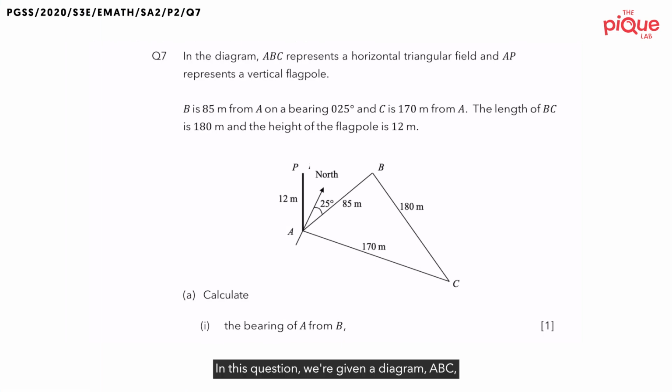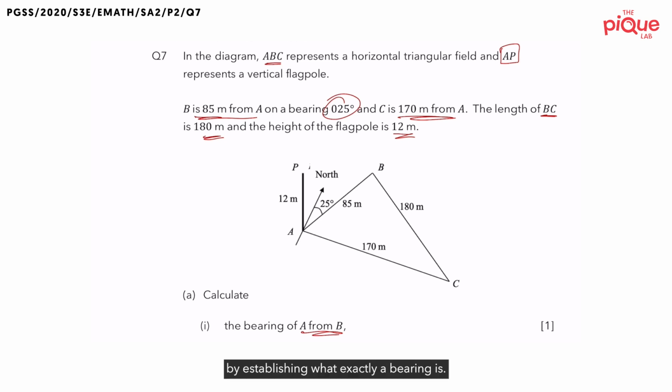In this question, we are given a diagram ABC, which represents a horizontal triangular field and a vertical flagpole AP. We are told that B is 85 meters from A on a bearing of 025 degrees and that point C is 170 meters away from point A. We are also given length BC as 180 meters and the height of the flagpole is 12 meters. In this first part of the question, we are interested to find out the bearing of A from B.